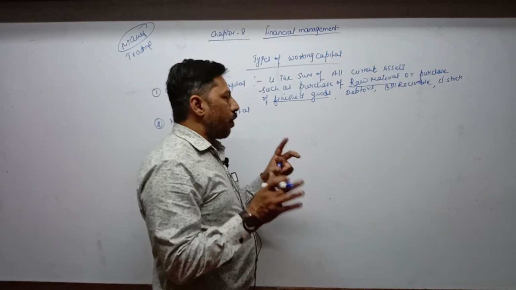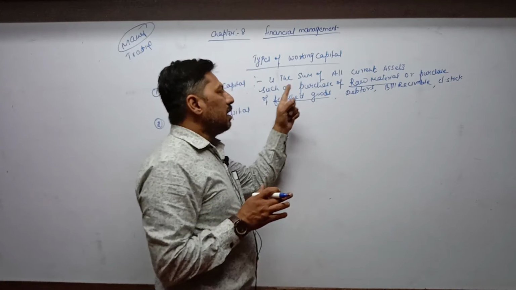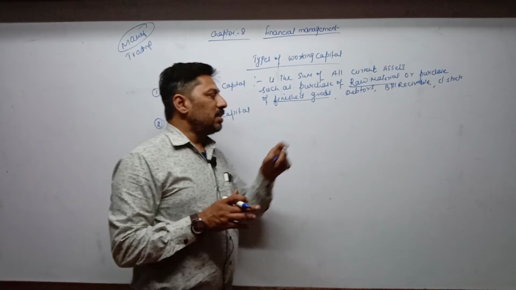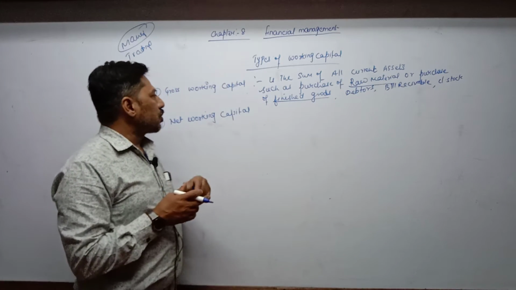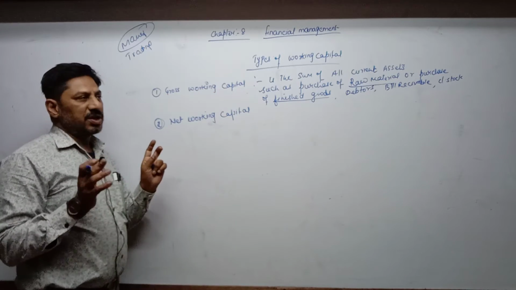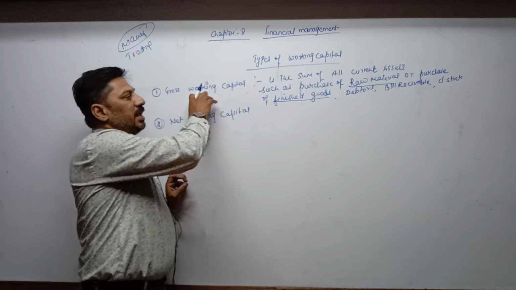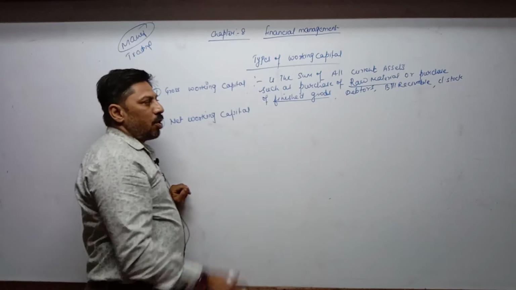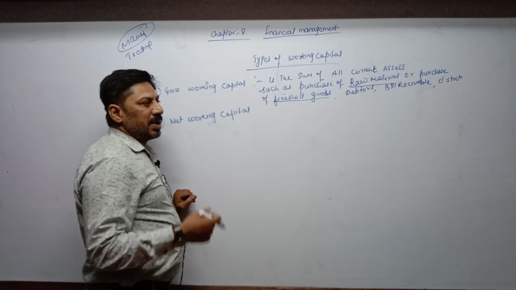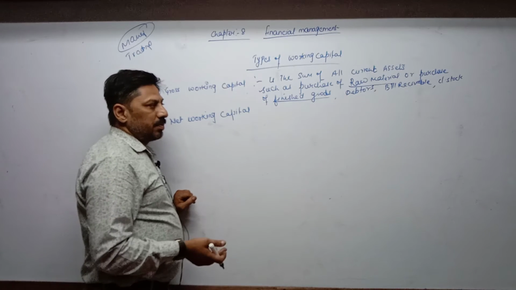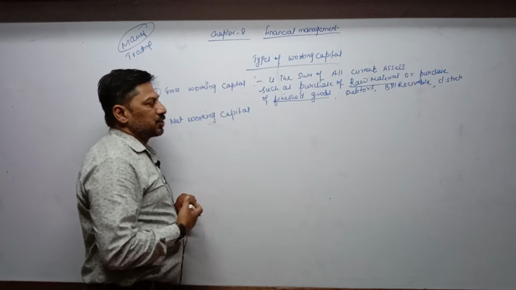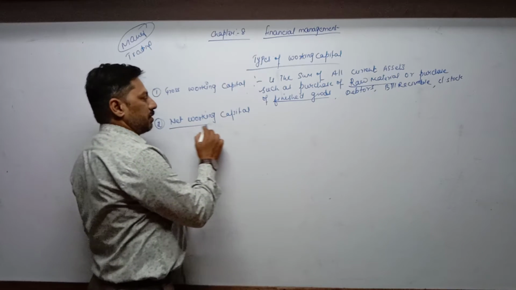So total of only and only current assets. Here current liability is not considered. Current liability will not be taken. Only the total of current asset is called gross working capital. Simple definition: gross working capital is the total of all current assets. Then you have to give examples of current assets like debtor, stock, bill receivable, prepaid expenses, purchase of raw material, purchase of finished goods.